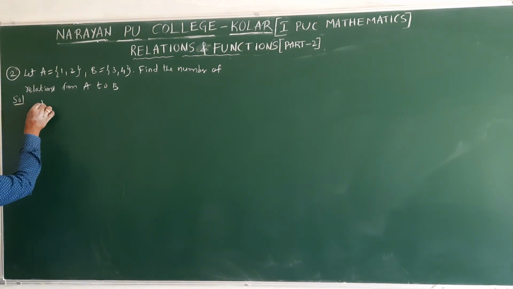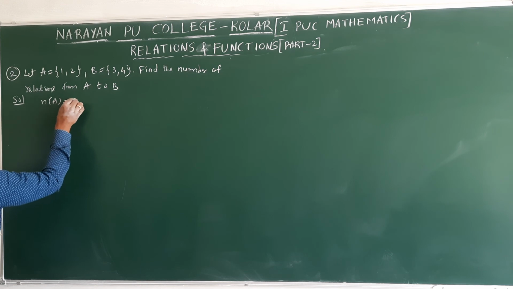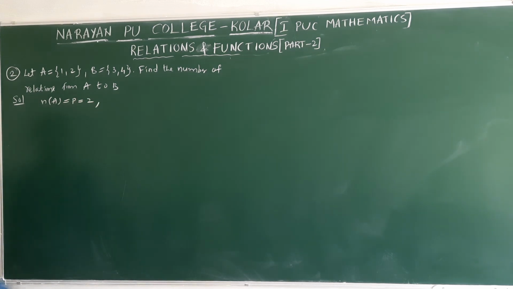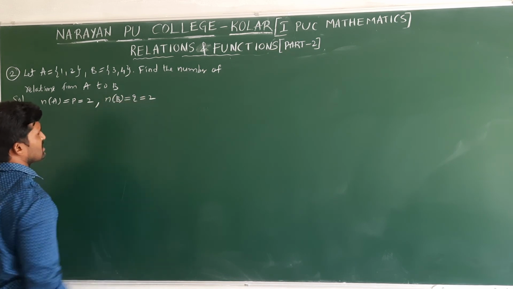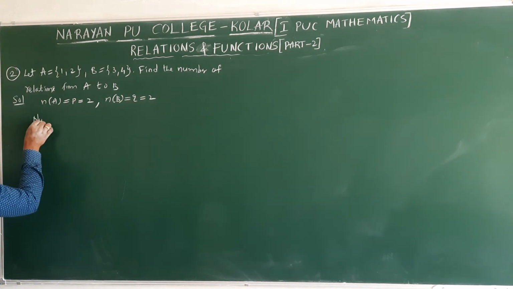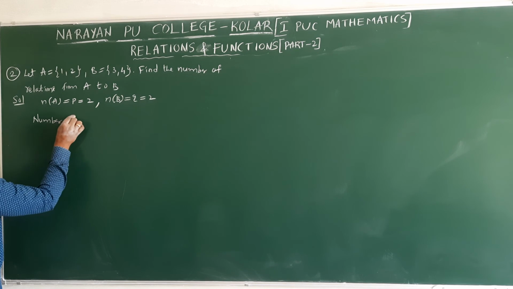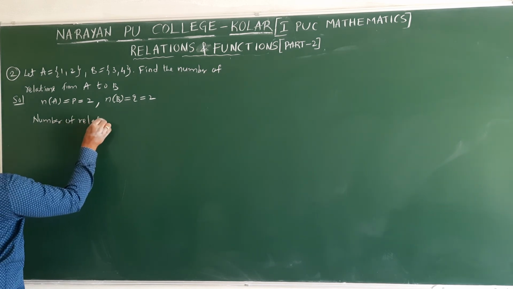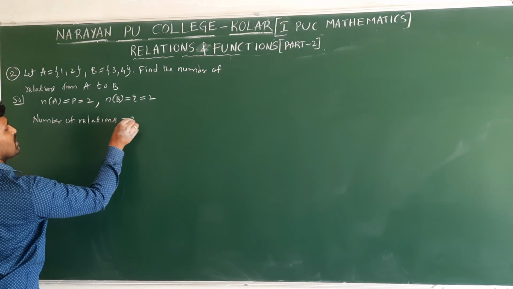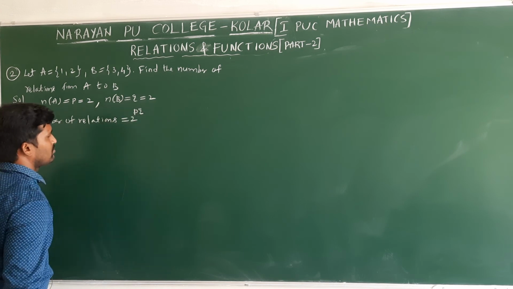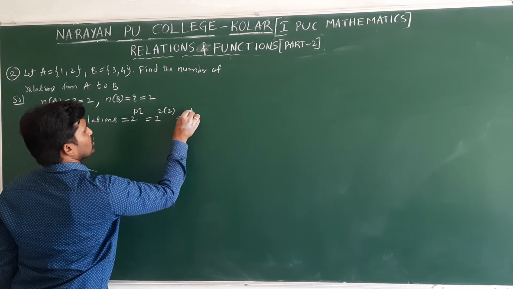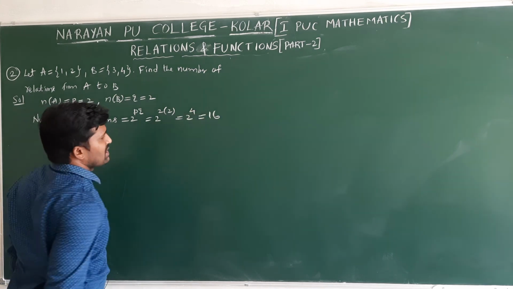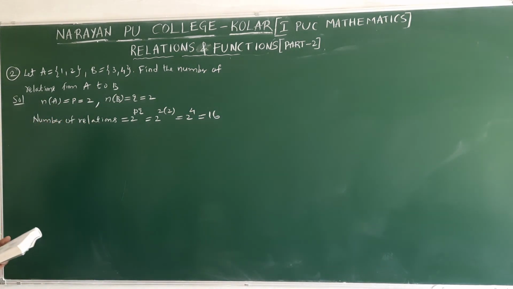Already given the formula: the number of elements in A, that is the symbol P, how many are there? 2. The number of elements in B, that is the symbol Q, that is also 2. Now we have the formula for the number of relations: 2 power P into Q. 2 power 2 into 2, that is 2 power 4. How many relations? 16 relations.